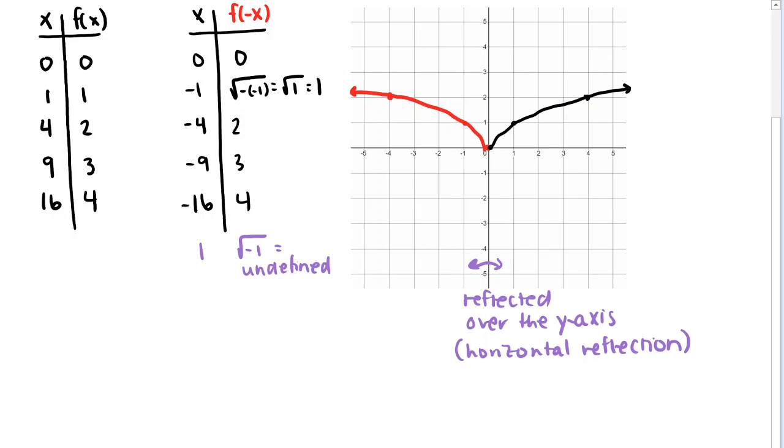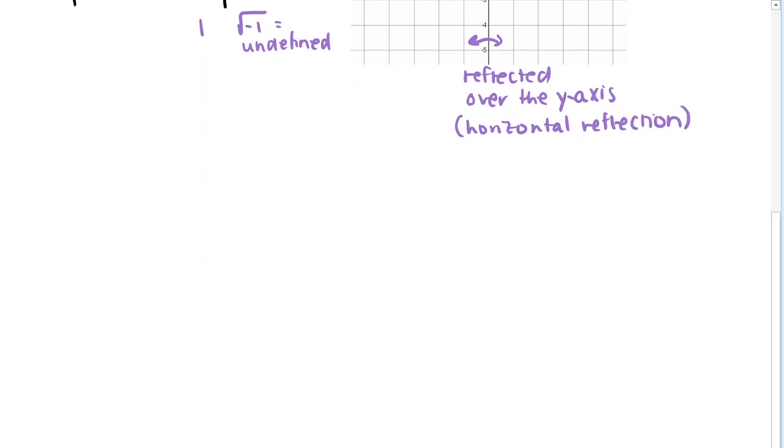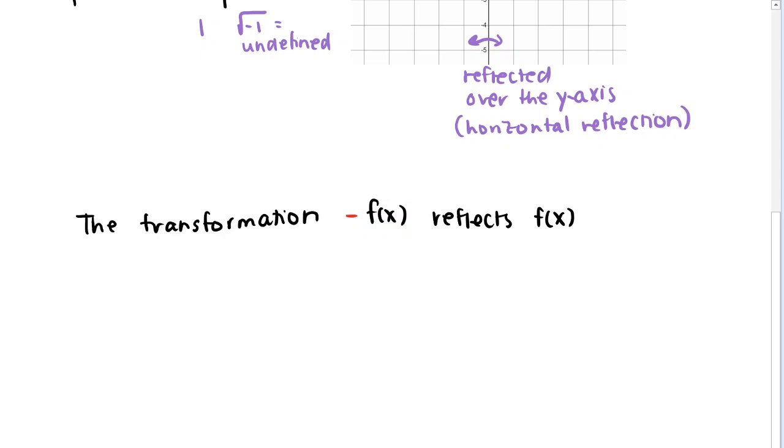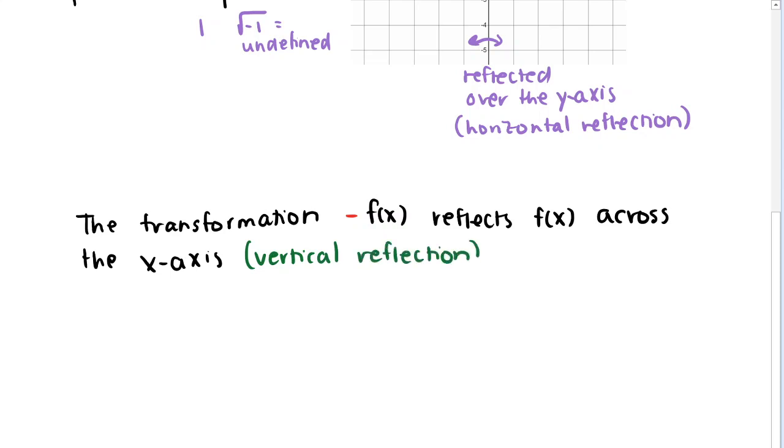And so here, maybe let's say this more generally, is that the transformation negative f of x, when we negate the function itself, when we negate the output, this reflects the graph of f of x across the x-axis. This is a vertical reflection. Reflects the graph up and down over that x-axis.